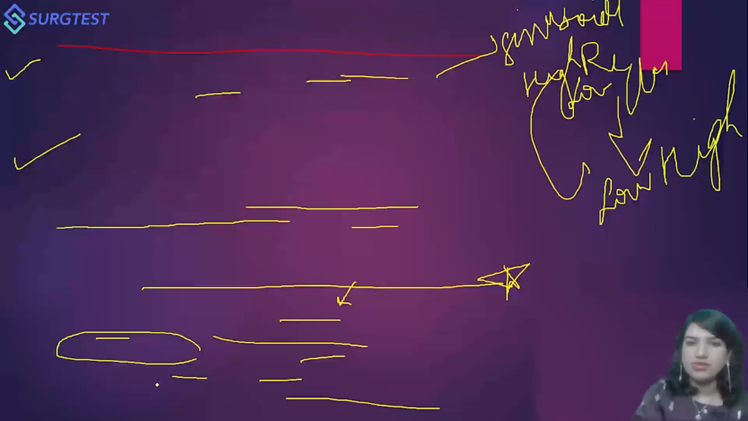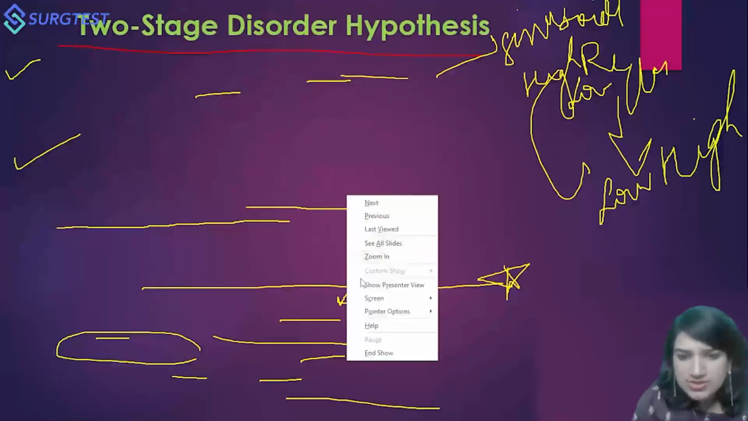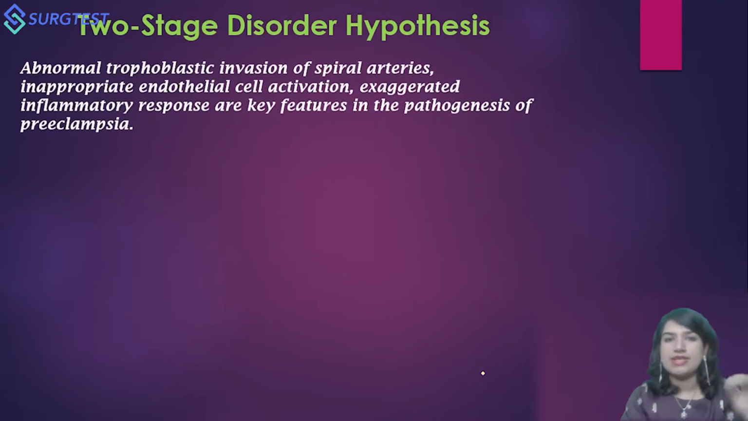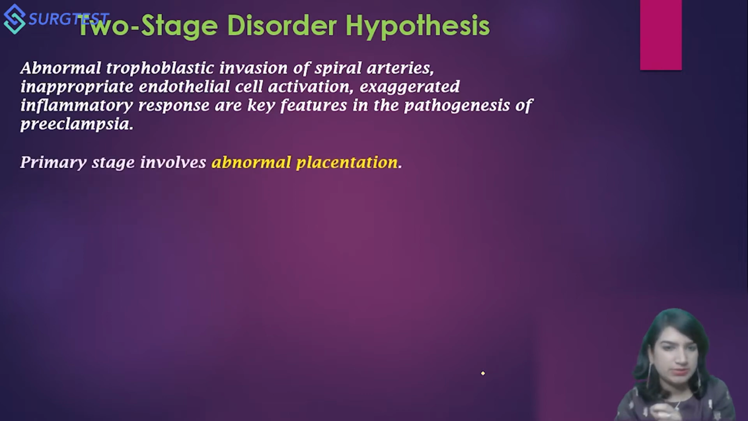I'll go through it again quickly. So in the two-stage hypothesis, there is an abnormal trophoblastic invasion of the spiral arteries. This is the first stage. Second stage is the endothelial cell activation, the exaggerated inflammatory response leading to the maternal systemic syndrome.